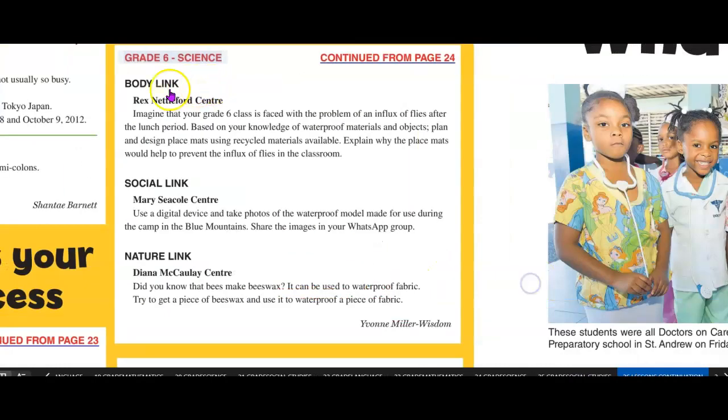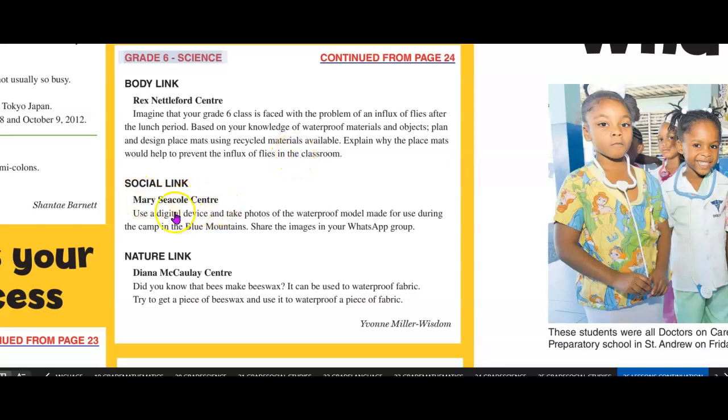Body link from the Rex Nettleford Center. Imagine that your grade 6 class is faced with the problem of an influx of flies after the lunch period. Based on your knowledge of waterproof materials and objects, plan and design placemats using recycled materials available. Explain why the placemats would help to prevent the influx of flies in the classroom.